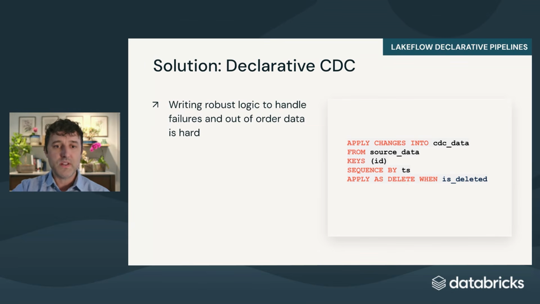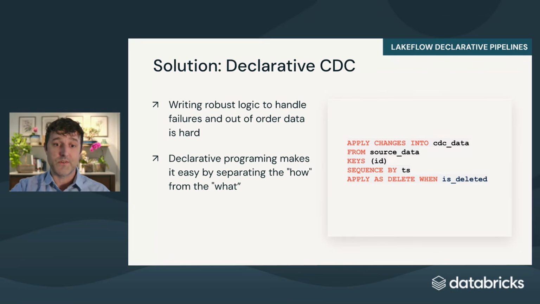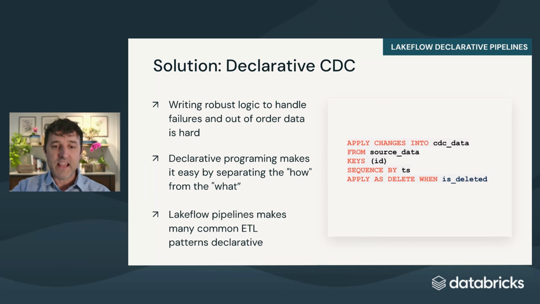So, what you'll notice is writing robust logic for failures in out of order data can be very difficult. But declarative programming makes this easy by separating the how from the what should happen. And Lakeflow Declarative Pipelines has this and many other common ETL patterns, and it makes them all declarative so you can focus on getting value out of the data for your business.